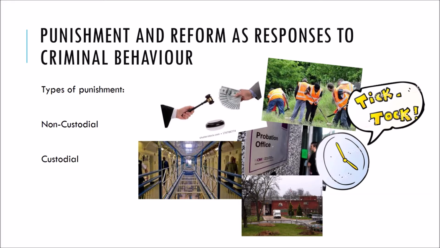You could be given a community sentence. This basically places a requirement upon offenders that they must meet while they are serving their sentence. So their sentence is a period of time, and they've got to meet a certain requirement in this time. That could be unpaid work in the community usually, to repay the neighbourhood for their crimes. So it's sometimes known as community payback.